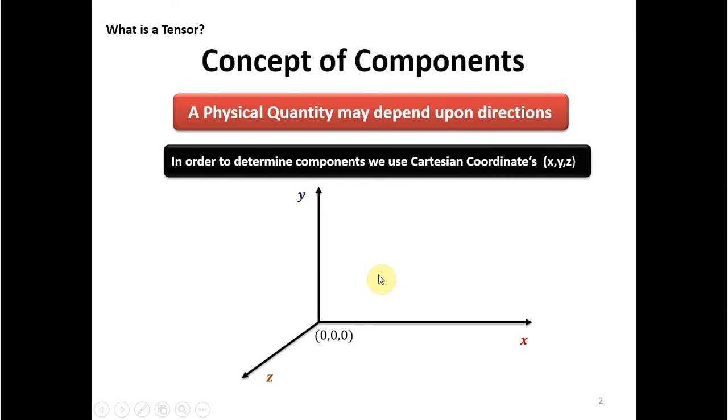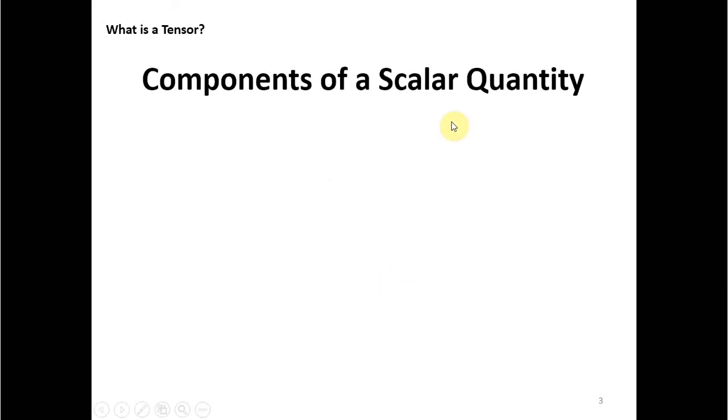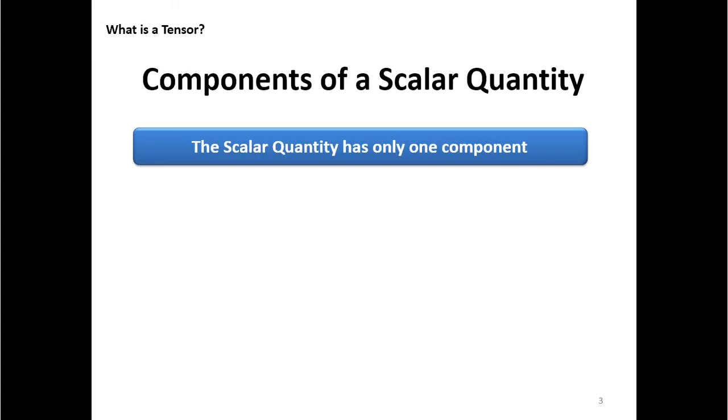So let's do that, and first let us consider a scalar quantity. You know that a scalar quantity is a quantity which has only magnitude and a proper unit and does not need any direction. So it does not depend upon the direction, which means that a scalar quantity has only one component, or in other words, it is independent of any of the three physical dimensions.